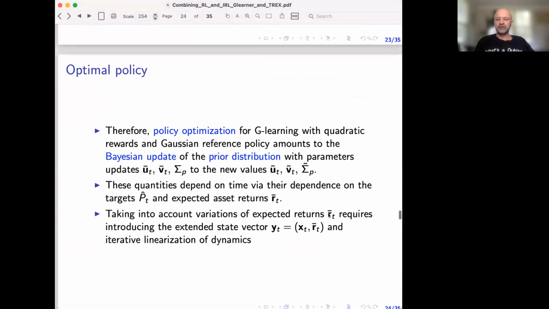So if expected returns are actually dynamic functions, a function of time, then the modifications that should be made to the formalism I presented so far are twofold. First, we have to switch to extended state vectors. So we have to add the expected return to our state vector, and we consider the extended state vector y_t defined like that.